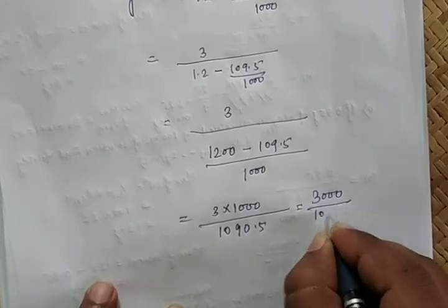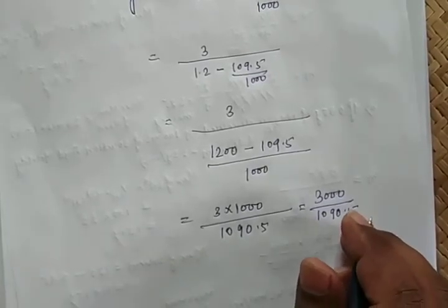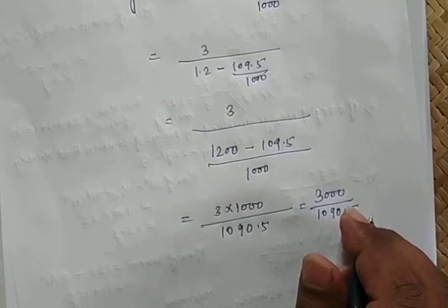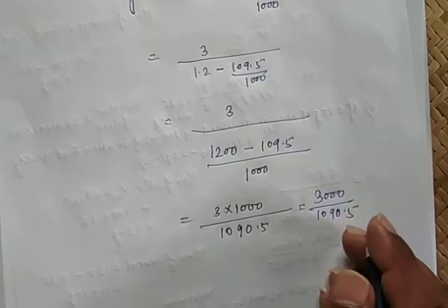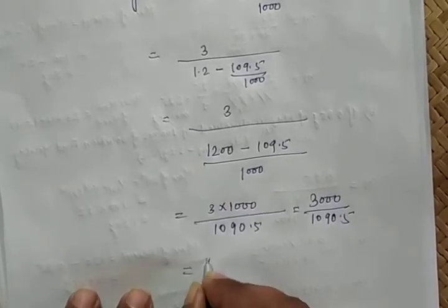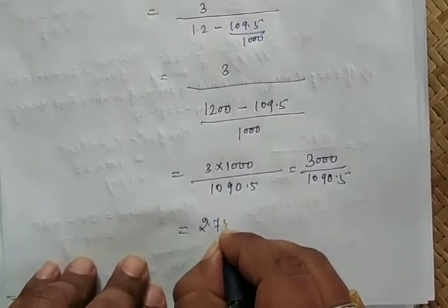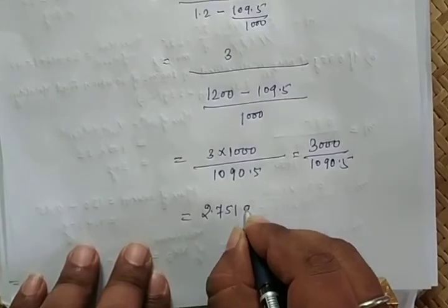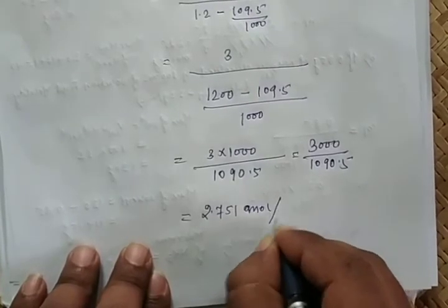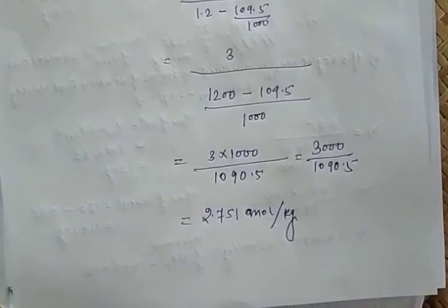So this is 3000 divided by 1090.5. The answer is 2.751, and the unit is molality, mole per kg. So this is a small video based on molality. Okay, thank you.